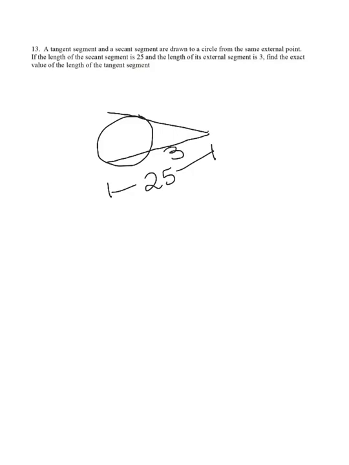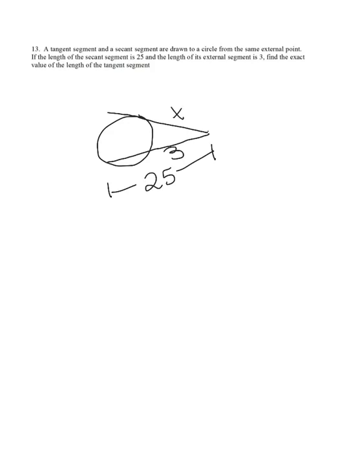Number 13, a tangent segment and a secant segment are drawn to a circle from the same external point. So I'm going to go ahead and draw that circle. I have a tangent as well as the secant going out to the same external point. If the length of the secant segment is 25 and the length of its external segment is 3, find the exact value of the length of the tangent. So I'm going to label that as x.